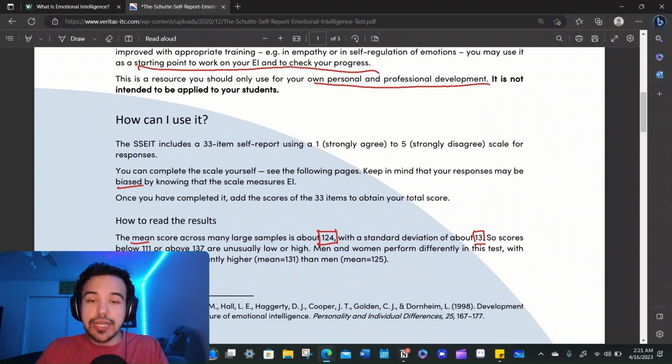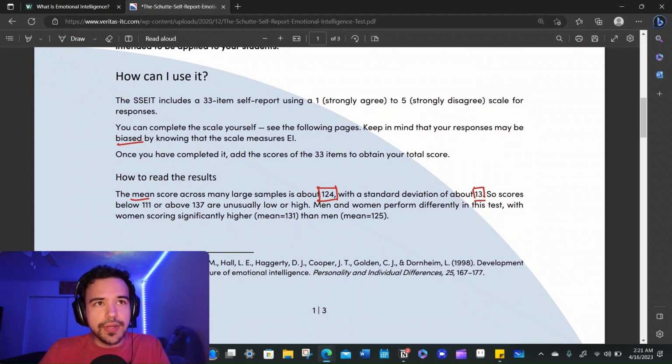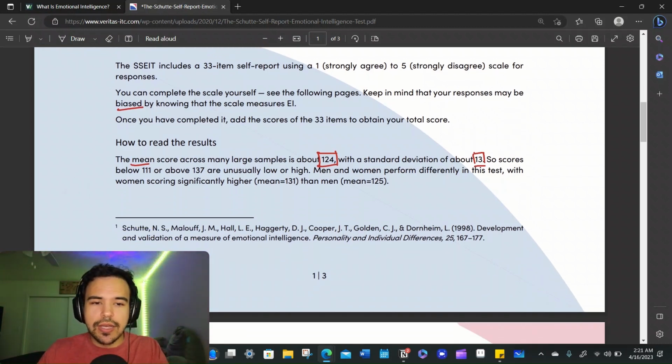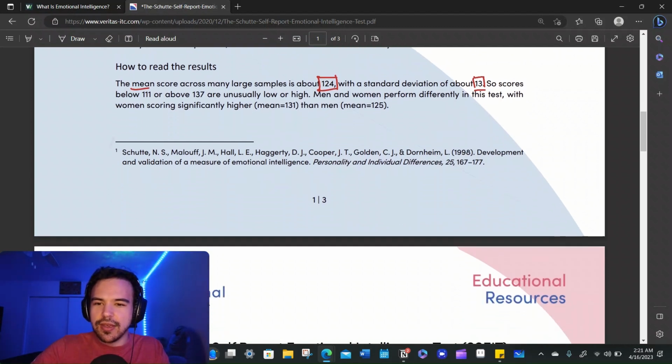So, this measure includes a 33-item self-report. That's important to note, too. Self-reporting has a lot of criticisms to it, just like every other measure. It comes with a certain amount of bias, like social desirability bias and the Hawthorne effect. Well, the Hawthorne effect is typically if you're being observed. We're going to stick with the social desirability bias. Look at that. Keep in mind that your responses may be biased by knowing that the scale measures EI in the first place. So two types of overarching biases. Social desirability: I want everybody to know that I have high EI. And then it's already biased because you know what it's measuring. So, just remember that.